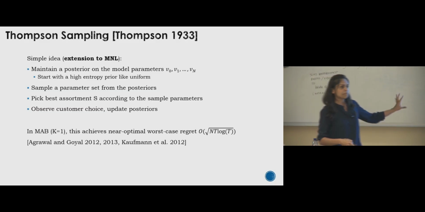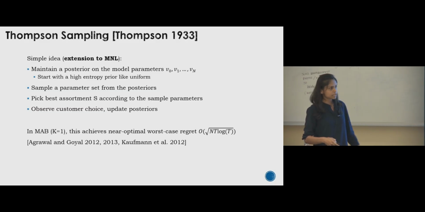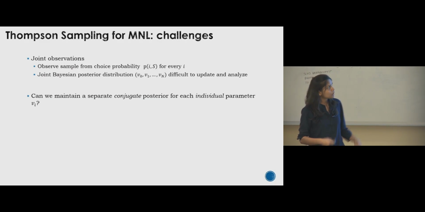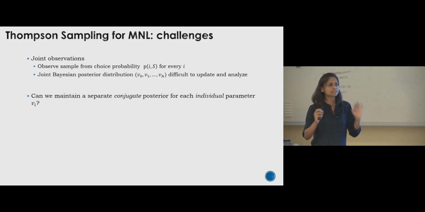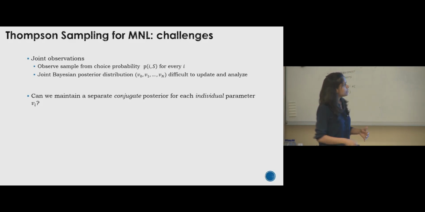Now, in the multi-armed bandit, this is the optimal algorithm. It has been shown. Now, what is the problem in doing this for MNL? The problem is that updating this posterior is really difficult. What you're getting now is a choice he made based on the entire set. So you have a joint distribution over parameters that you need to update. And so our question was, can we do it simply?